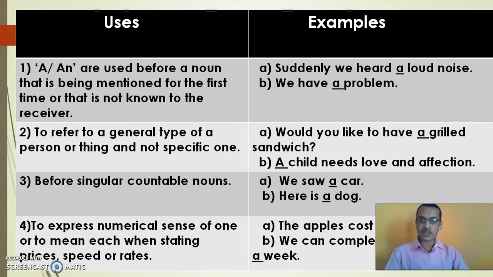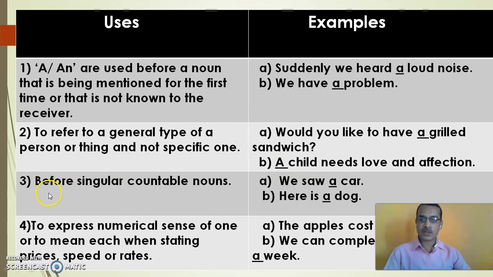In the second use, articles a and an are used to refer to a general type of person or thing and not a specific one. In this example, you can see, would you like to have a grilled sandwich? Here, any grilled sandwich, it is not definite or fixed, so we have used a. In the second example, a child, that means any child, needs love and affection. Child is countable and a singular noun, so we have taken the article a.